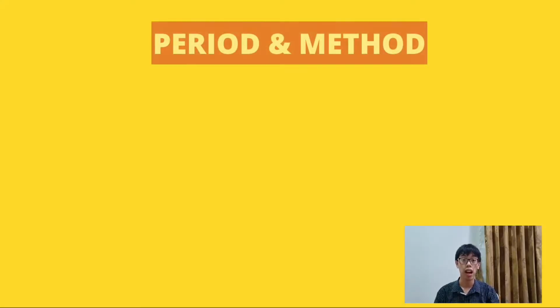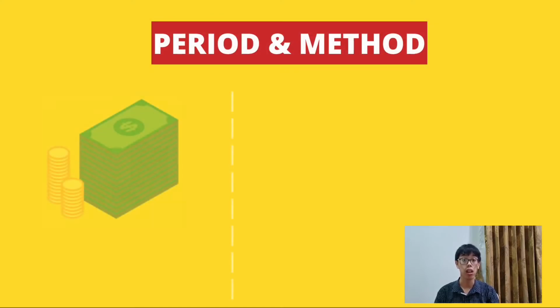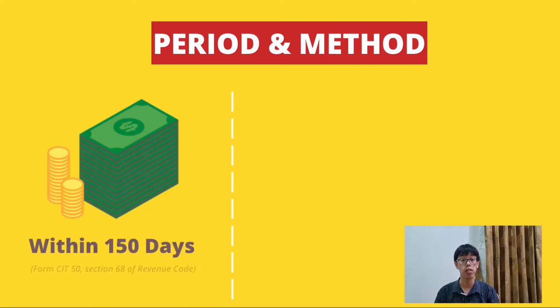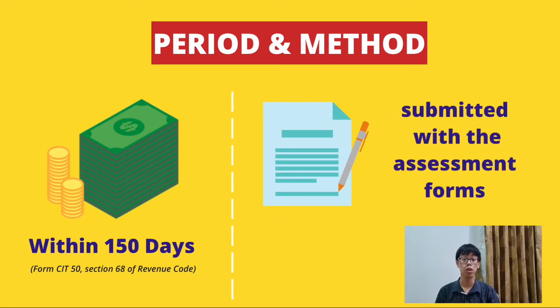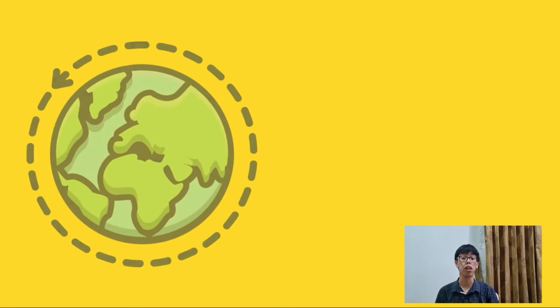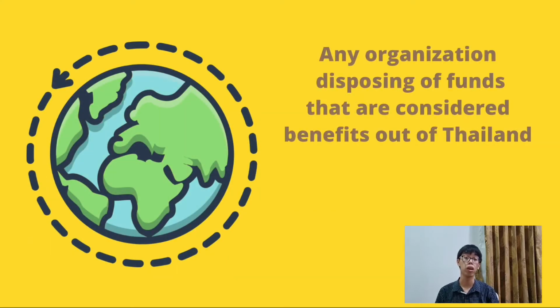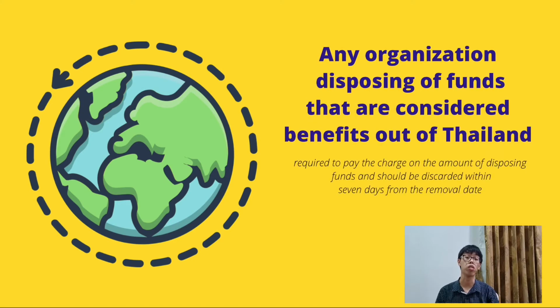Regarding the payment process, first, about pay and return. Thai and overseas organizations carrying on business in Thailand, registered under Thai law, must submit their tax returns within 150 days from the closing date of the accounting period. Tax installments should be submitted with the assessment forms. Any organization disposing of funds that are considered benefits out of Thailand must also pay the charge on the amount of disposed funds within 7 days from the removal date.